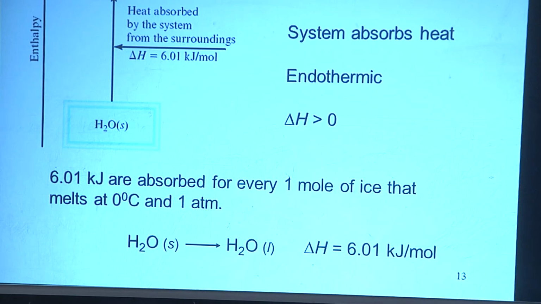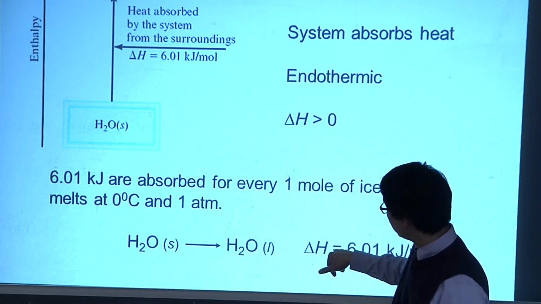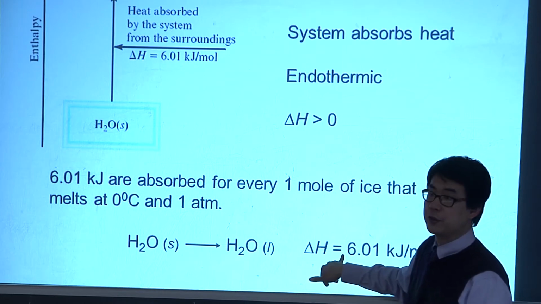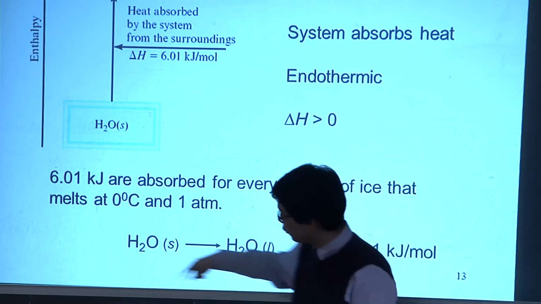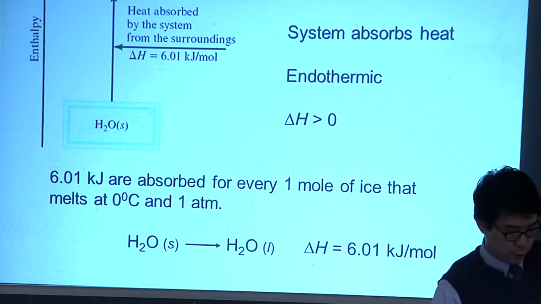And so heat comes out of the system, goes to the surroundings. The sign would be negative, but the value would be the same. So the delta H for the reverse process for freezing would be negative 6.01 kilojoules per mole.